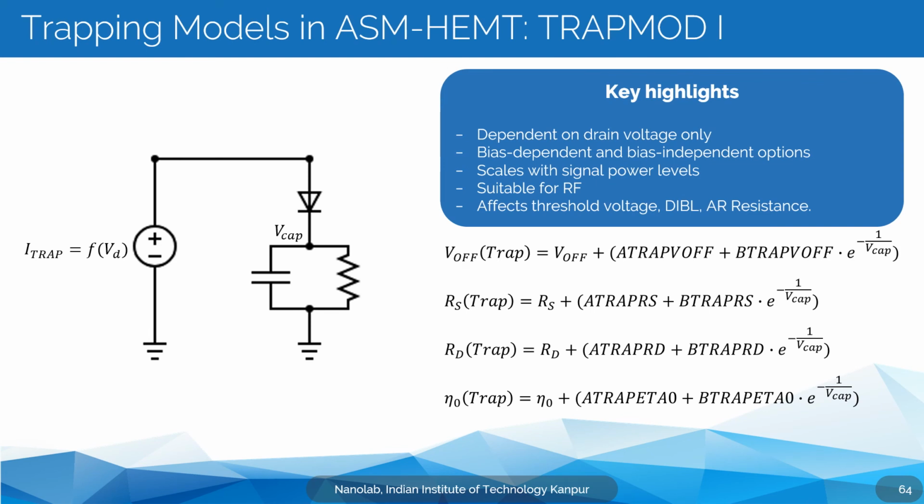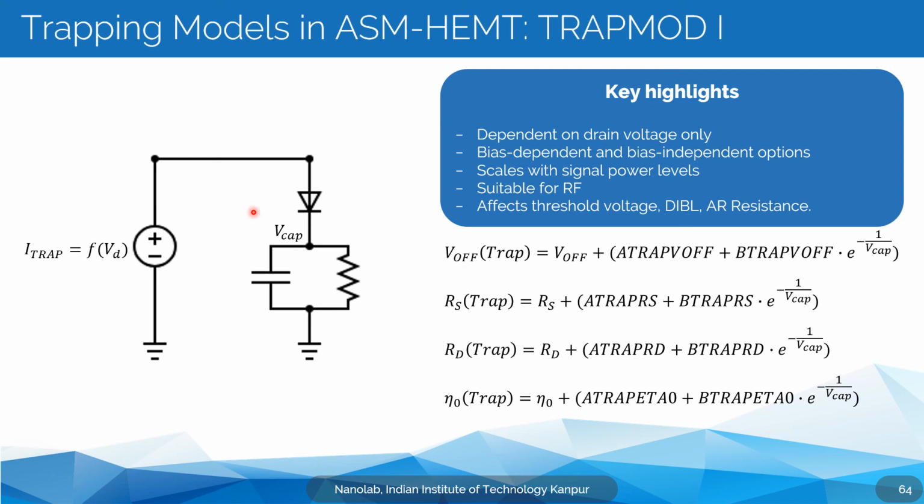Now ASM-HEMT has multiple trapping models incorporated into it, 3 to be precise, and each of these models is set to cater to a specific application. So we will start with trap mod 1, which is defined by this sub-circuit. Trap mod 1 is a trap model which depends only on the drain voltage. So it takes drain voltage as an input and it creates another voltage called VCAP, which is then used to calculate whether or not trapping should be included in the model or not.